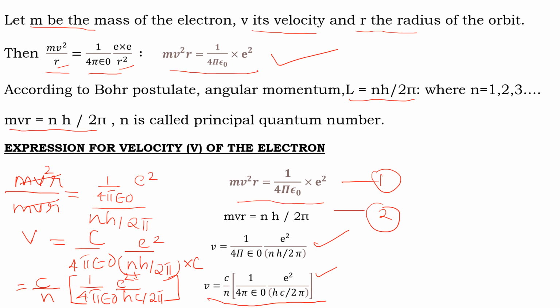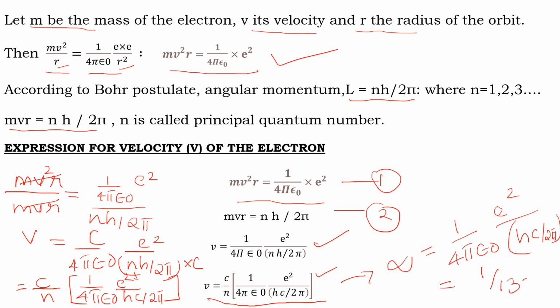These constants can be replaced with another constant, alpha. That is, alpha is known as the fine structure constant, where the value of alpha is 1/4πε0 e² divided by hc by 2pi. Substituting the values of these constants, we get alpha is 1/137.